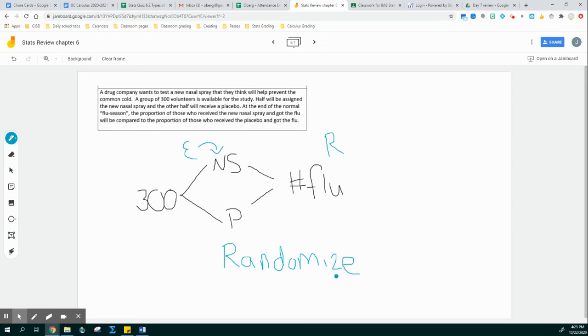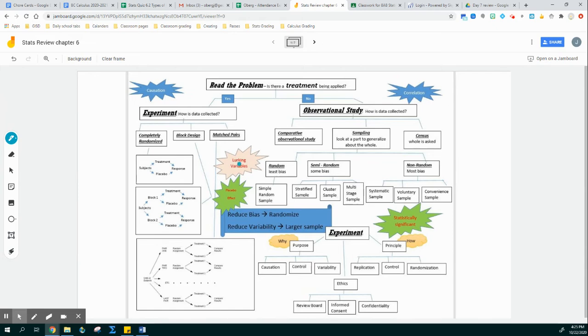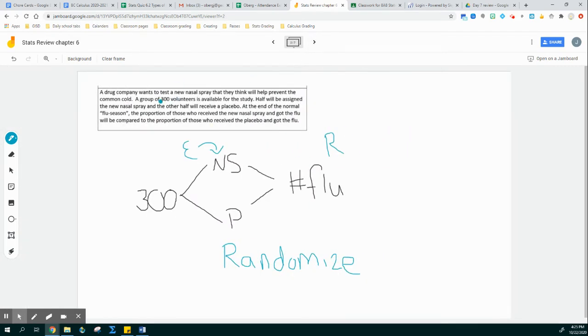Okay, that makes that a randomized design. All right, let's make sure there's nothing else we need to review here. Are there any lurking variables? Was there a placebo effect? I have a control group. I have the placebo, so I can rule out any placebo effect. What if I wanted to reduce the variability? What would I have to do to reduce the variability in this? To reduce the variability, I would need to make this larger. I need to make the number of people I tested on bigger, and that would reduce my variability.